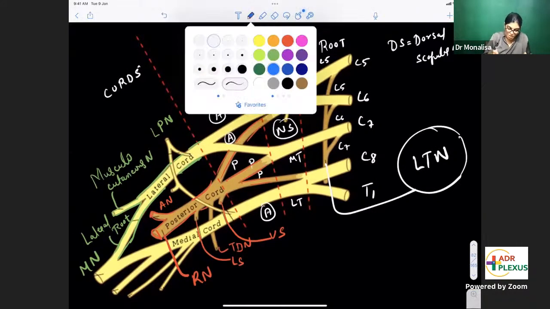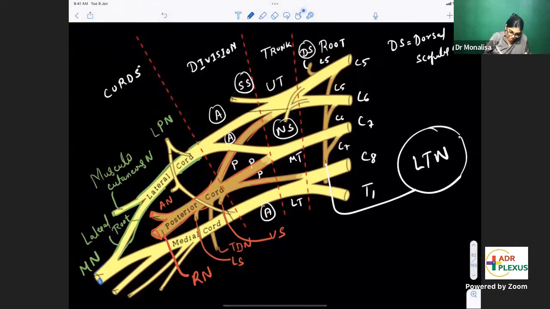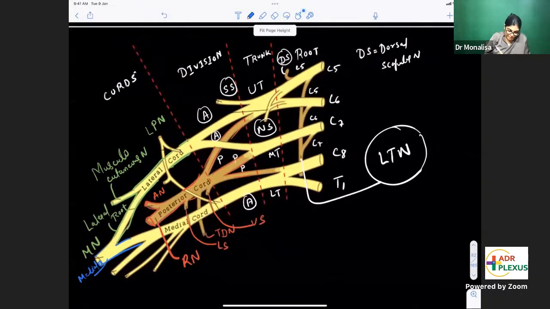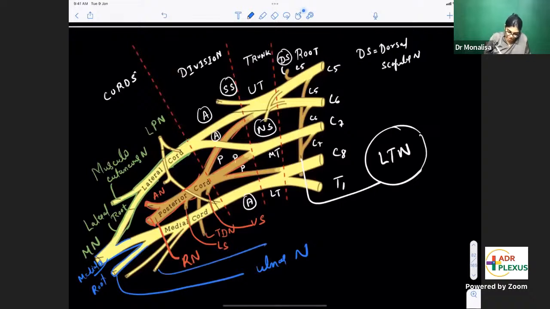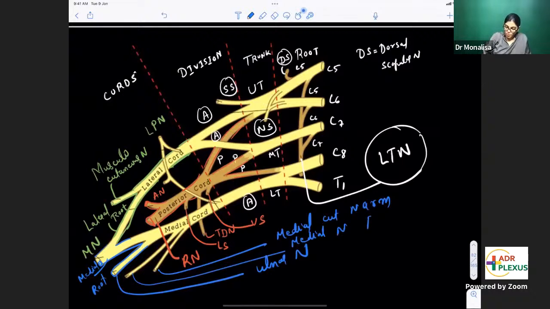Now talking about the medial cord. Here, this will be the medial root of the median nerve. This is the medial root and this is the lateral root. This nerve which you are seeing is the ulnar nerve. These two nerves which you are seeing are the medial cutaneous nerve of arm and the medial cutaneous nerve of forearm. So done, and this will be MPN, that is medial pectoral nerve.